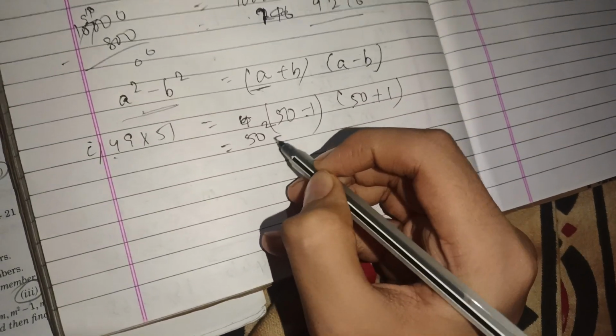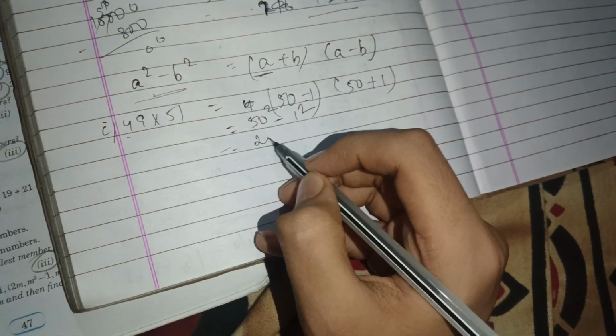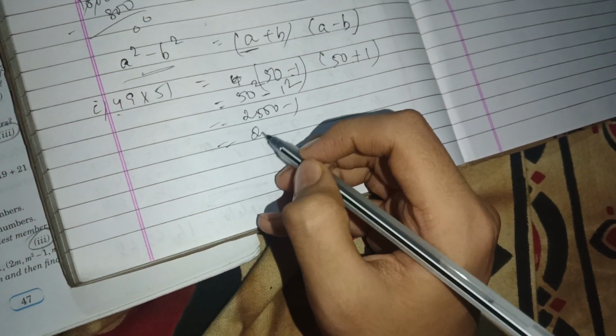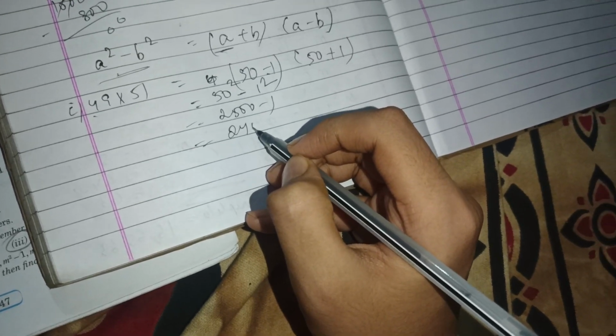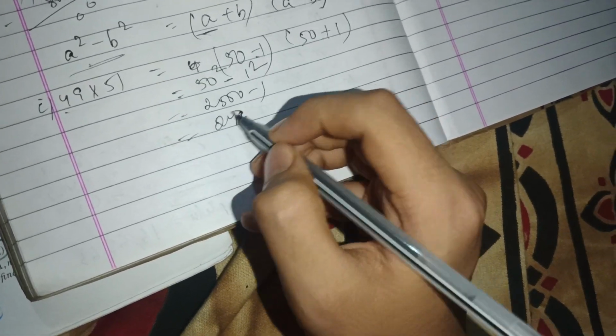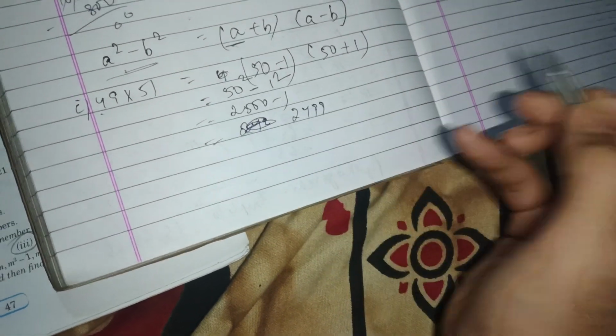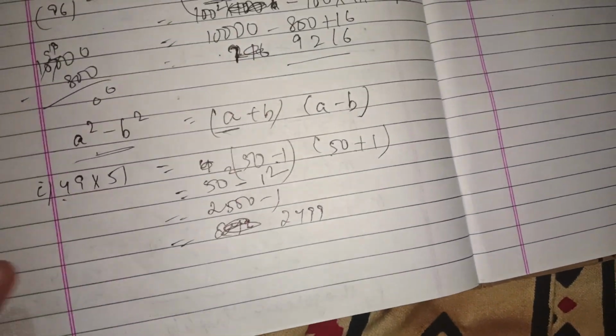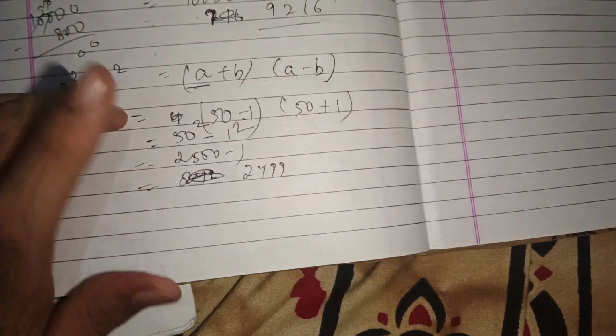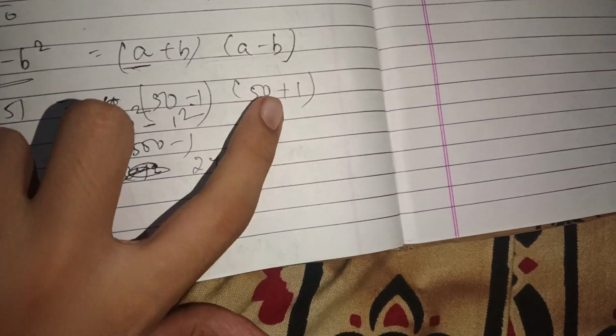Then 50 square minus 1 square. So it will be minus 1. That is 2500 minus 1, 2499. Is that clear? How we used it? 49 into 51, 50 minus 1, 50 plus 1.